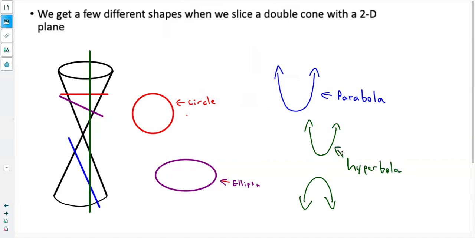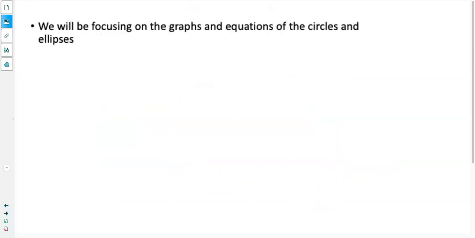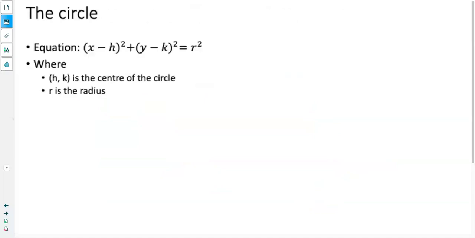Now, we are only going to really focus on these first two. If you take a different stream of mathematics, you will also look at other ones. So we'll be focusing on the graphs and equations of circles and ellipses. A circle essentially has an equation (x - h)² + (y - k)² = r², where (h, k) is the center of the circle.